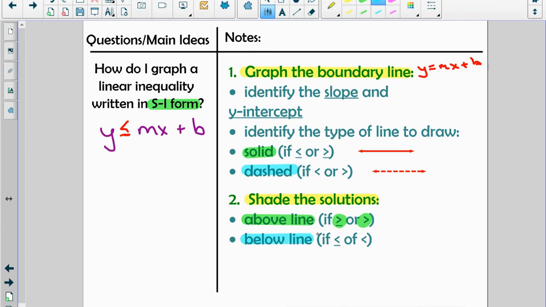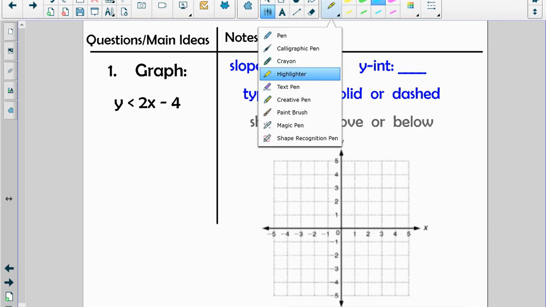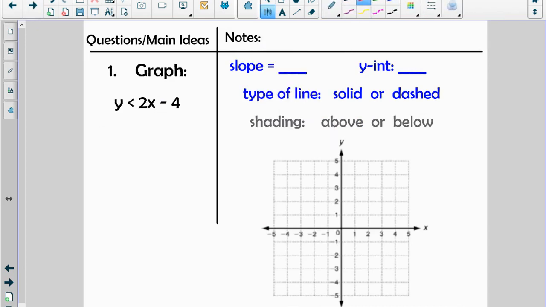However, we'll shade below the line if it's one of the less than inequality symbols. So less than or equal to, we shade below the line. Less than, we shade below the line. So think of it as the y-axis. Where are the larger numbers? The numbers that are greater, up above. So we would shade above the line for any of the greater than symbols, below the line for any of the less than symbols. So let's take a look here at our first example.